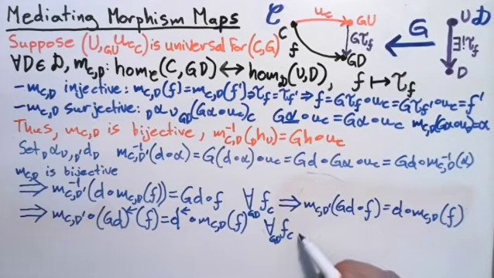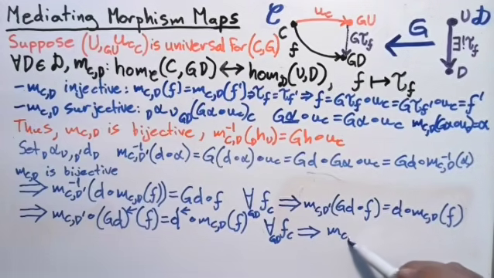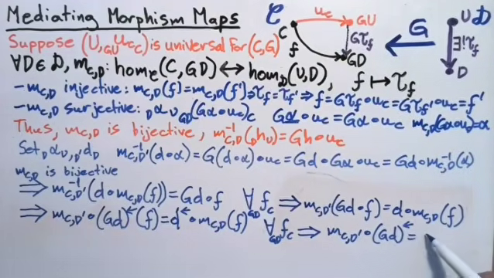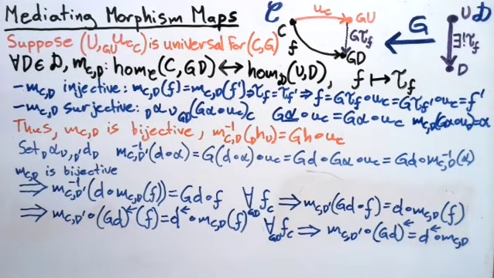And so what does that mean? That means we have MCD prime after follow by GD is equal to follow by D after MCD. In general, right? For any F. This is the equation for any F, and this is the general morphism or function equation. And moreover, this general version is true for all D in D, right? For every morphism D in the category D.